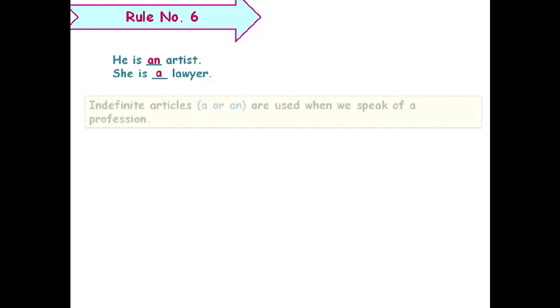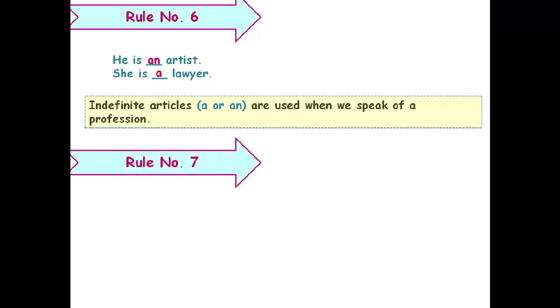Okay, let's move on to number 6. Try answering this. He is dash artist and she is dash lawyer. Right, the answer is: he is an artist and she is a lawyer. So my rule here says indefinite articles a or an are used when we speak of a profession. When talking about a profession, the article before it will also be a or an.